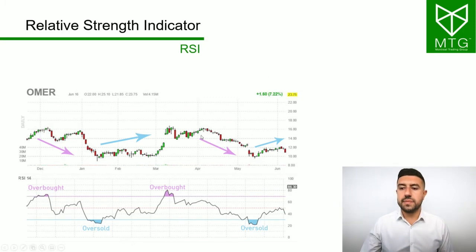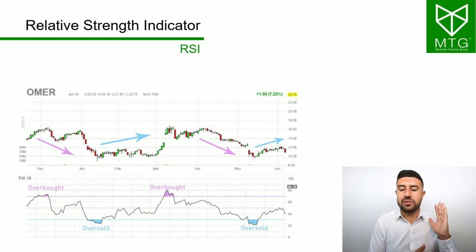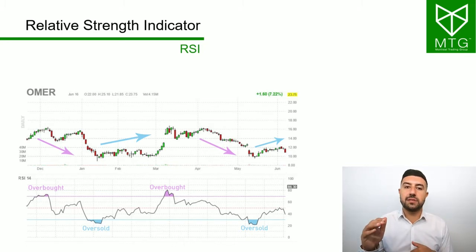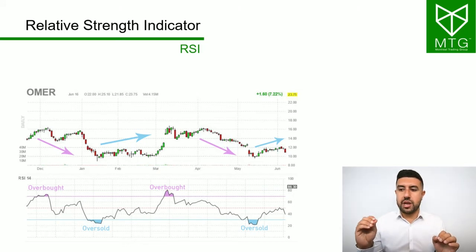The way it's done is you have a function, and I'm not going to go into the mathematical function, but the function looks at the last 14 candles. That's the default, and that's what everybody uses. And it looks at the size of the candles. It looks at the size of the green candles, so candles going up, and the size of the red candles. And it does some calculation, and it gives you a number between 0 and 100.